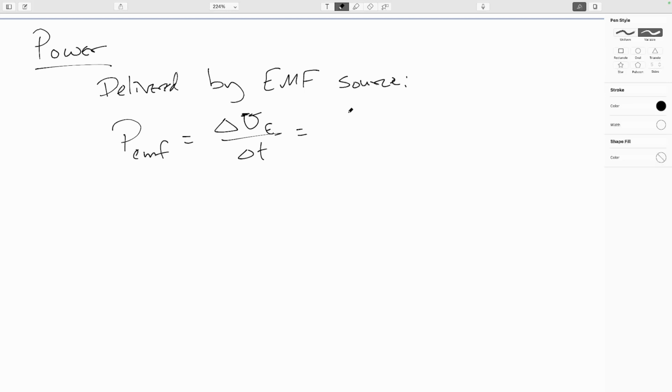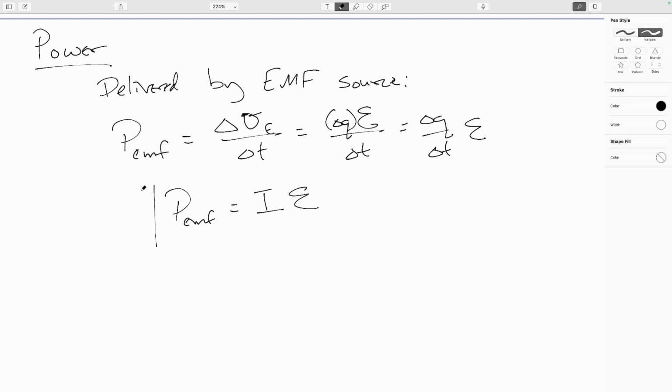Now, how is this going to work out? Well, the EMF source has a constant voltage, the EMF, and in that amount of time, delta T, you move some amount of charge, delta Q. Delta Q over delta T, that's the current. And so the power delivered by an EMF source will be equal to the current flowing through it times the battery EMF. You can remember it as easy as pi, P-I-E.